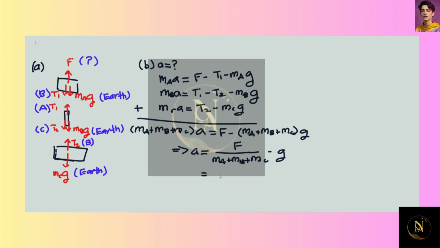Let's do that down here, actually. So we have 6 plus 4 plus 5. And then the applied force is 200 newtons. And then subtract off that gravity, 9.81. Plug that into a calculator, and then you get an acceleration of 3.52 meters per second squared.